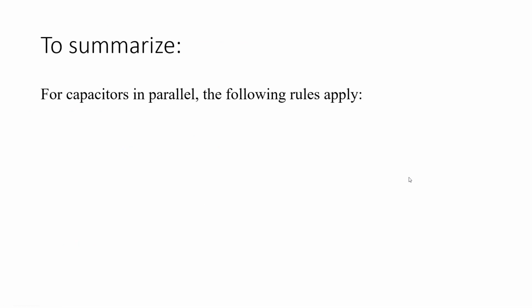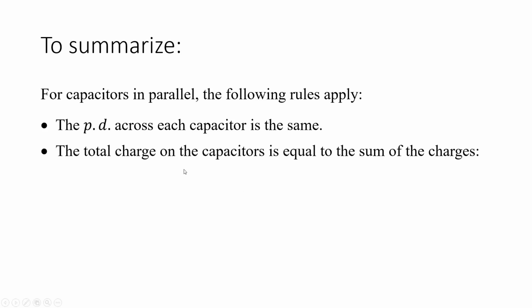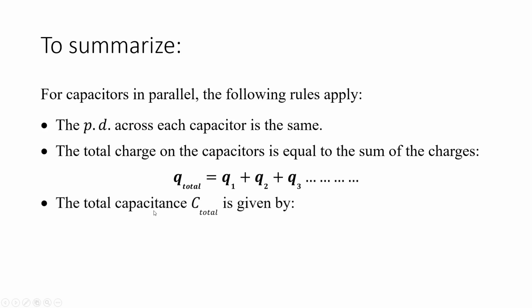To summarize, for capacitors in parallel, the following rules apply. The potential difference across each capacitor is the same. The total charge on the capacitors is equal to the sum of the charges. That is, total charge is equal to the sum of the charges, meaning the charges are not the same. The total capacitance is given by C total is equal to C1 plus C2 plus C3 and so on.